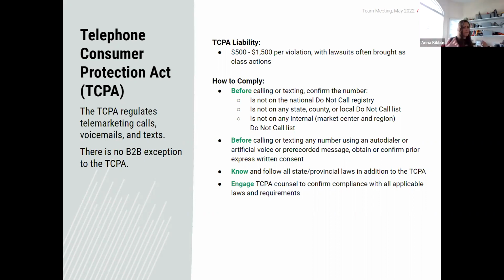The disclaimers, right? As you're logging into that. I'll tell you from a market center standpoint, the market center does not, for just this reason, have our own do not call registry account that we allow our agents to use. We want all of our agents to get their own account. It's very, very easy to do so that you can scrub the do not call registry yourself.